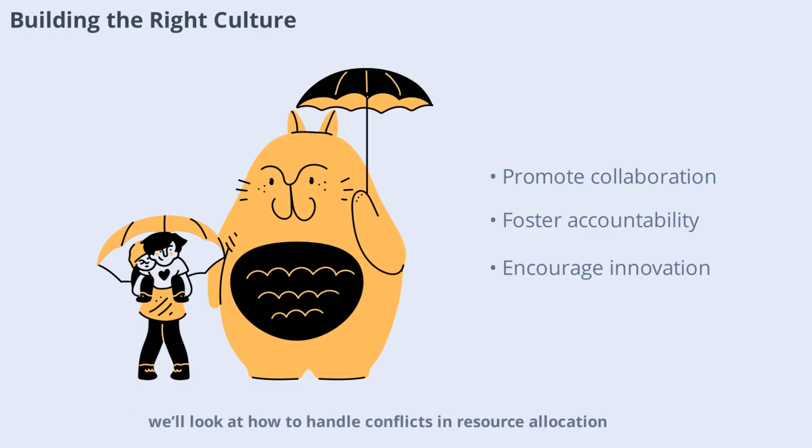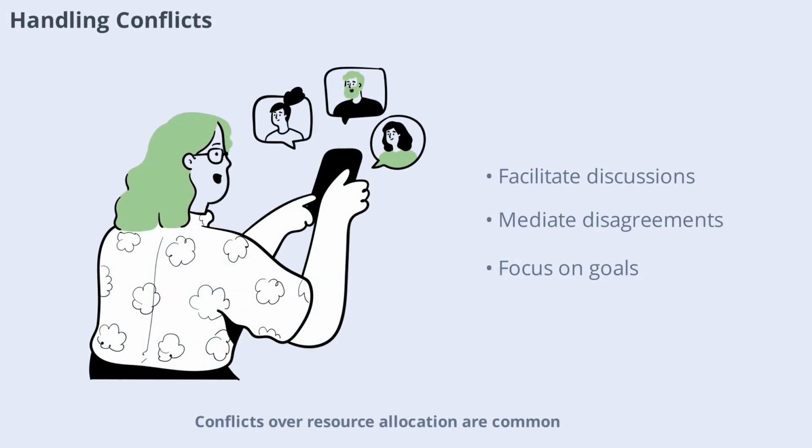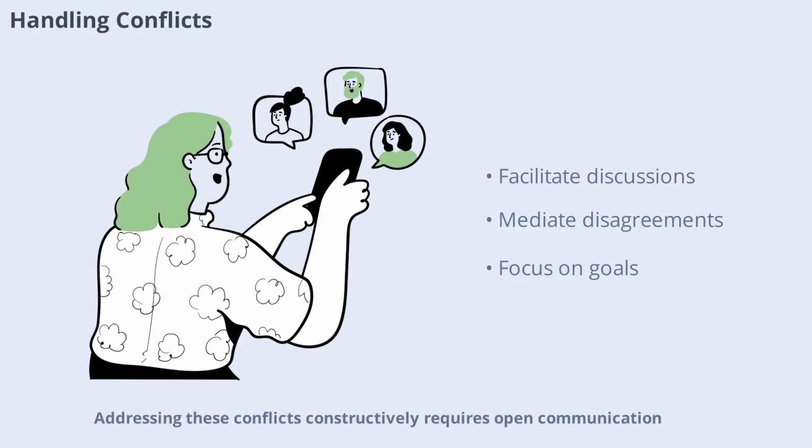Next, we'll look at how to handle conflicts in resource allocation. Conflicts over resource allocation are common, especially when resources are limited. Addressing these conflicts constructively requires open communication, negotiation, and a focus on shared goals. Leaders should facilitate discussions, mediate disagreements, and ensure that decisions are made in the best interest of the organization. By managing conflicts effectively, you can maintain team cohesion and keep projects on track.